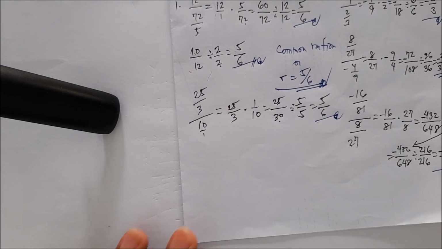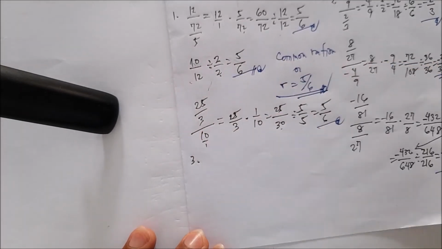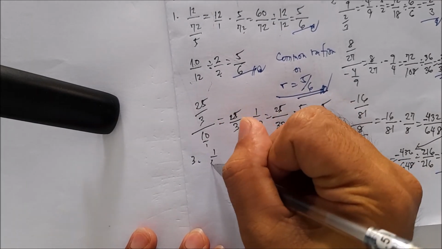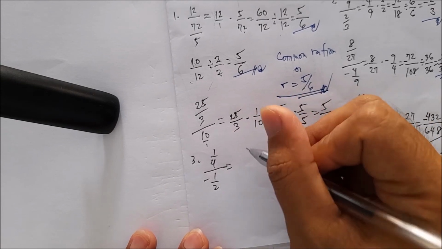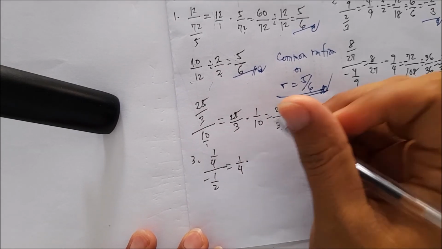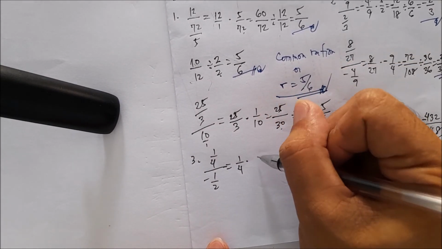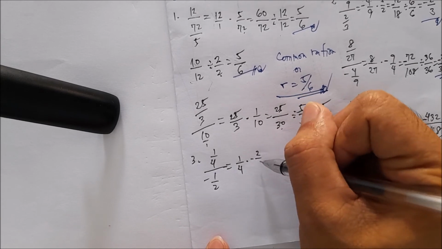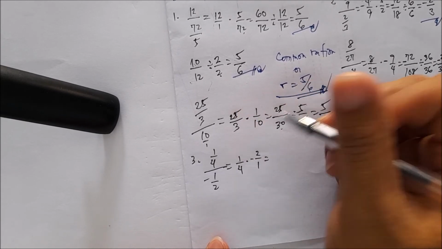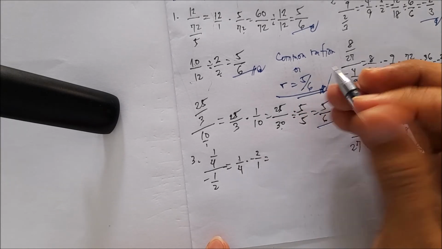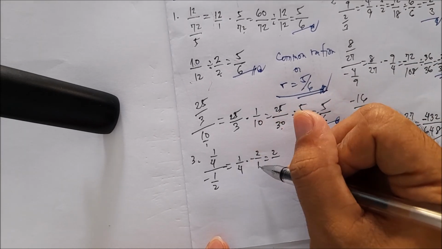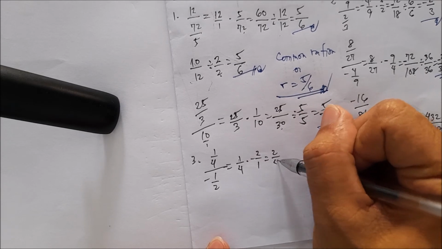Continue. The last example, number 3. 1/4 divided by negative 1/2. So 1/4 times the reciprocal of negative 1/2, which is negative 2 over 1. So multiply the numerator and denominator. 1 times negative 2 equals negative 2. And 4 times 1 equals 4.